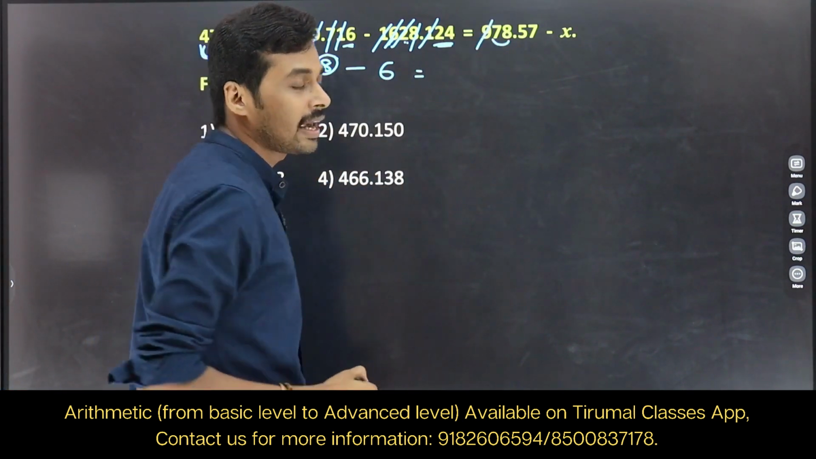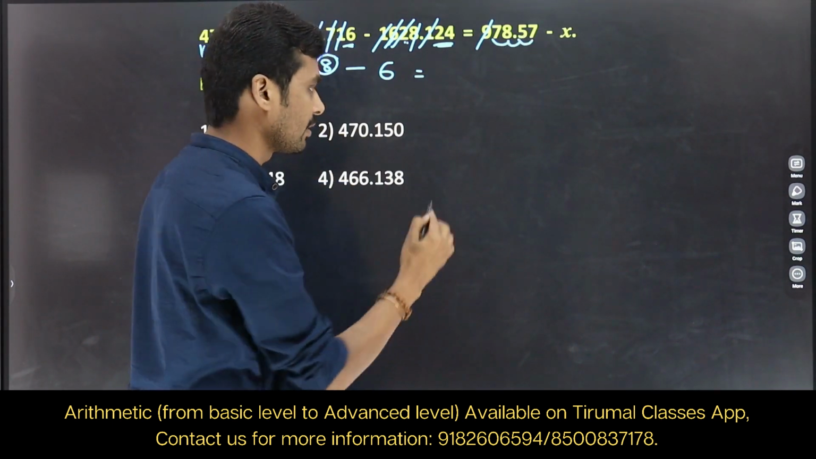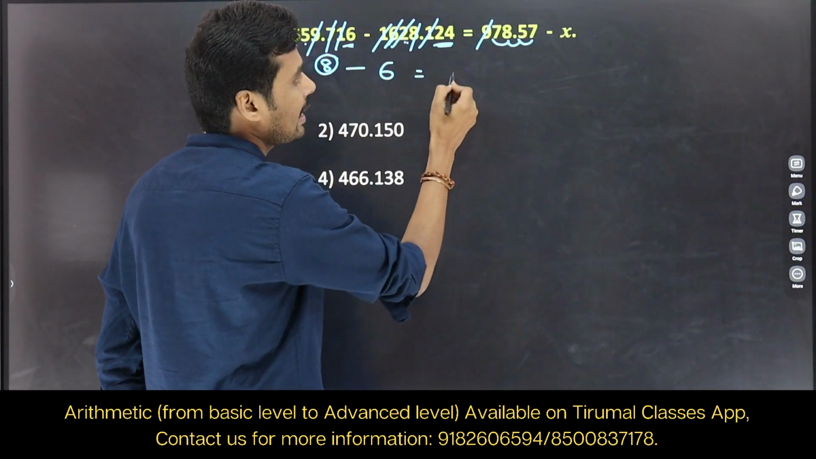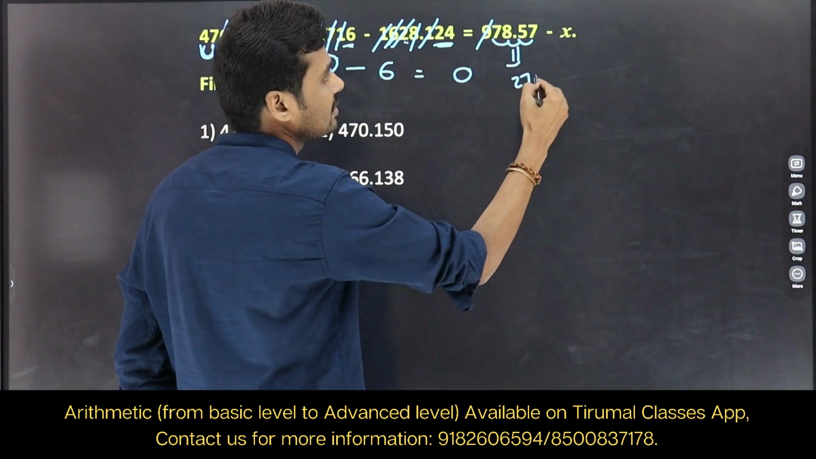So 9 plus 8 is what? 15. 15 plus 5 is 20. 20 plus 7 is what? 27. So 27 means that again 2 plus 7 is what? 9. 9 means, can I write it as 0? Right? So here I get 27 as the digit sum.